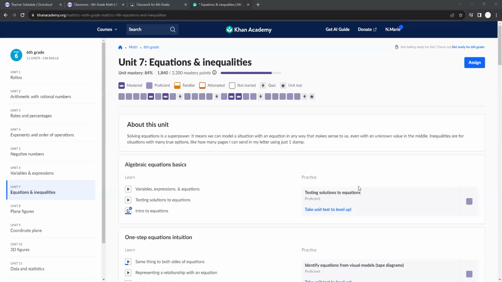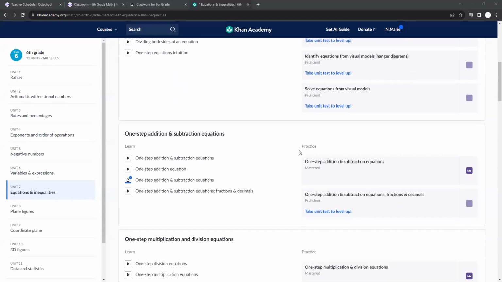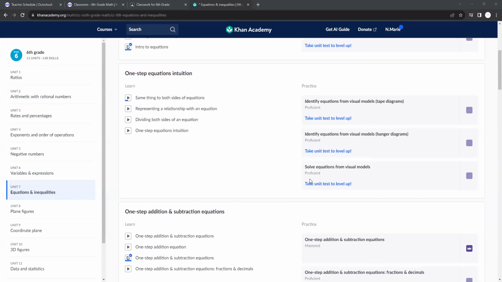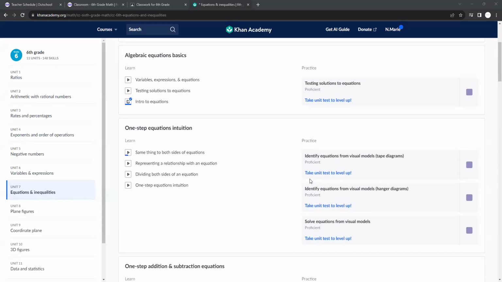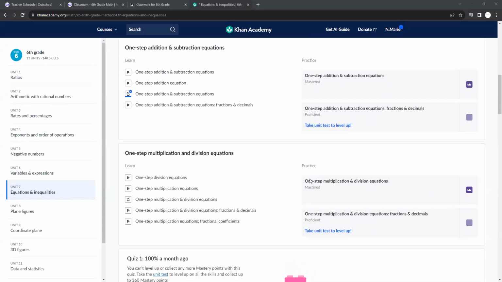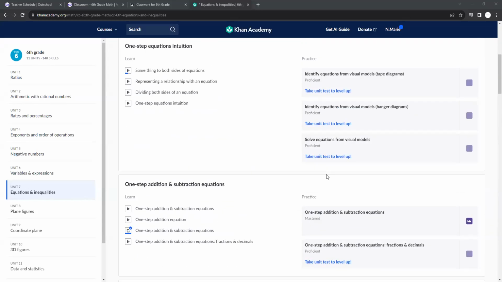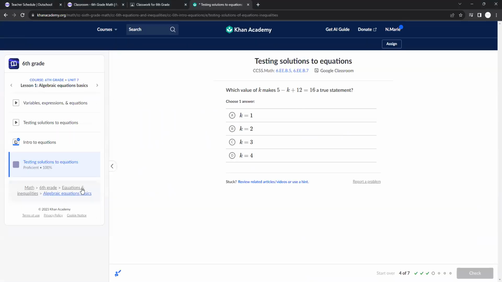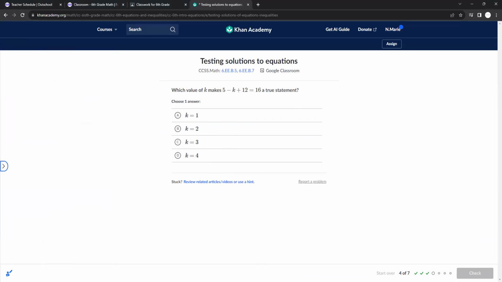Okay, so we are doing the equations and inequalities unit, starting with the beginning, which leads up to quiz one. I already went over in another video how to solve equations, but I'll briefly go over it again here for the one-step equations. So what is an equation? It has an equal sign, equa, equation.